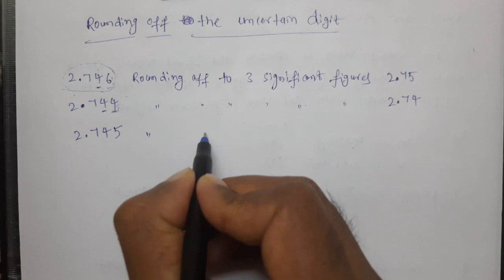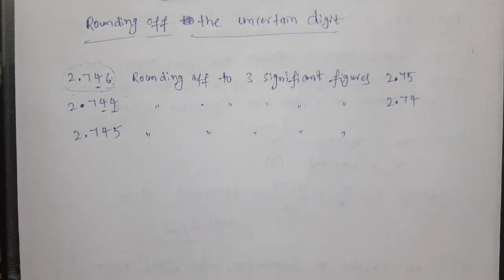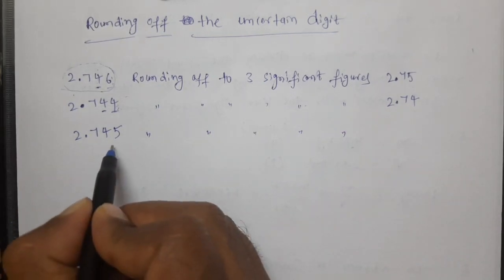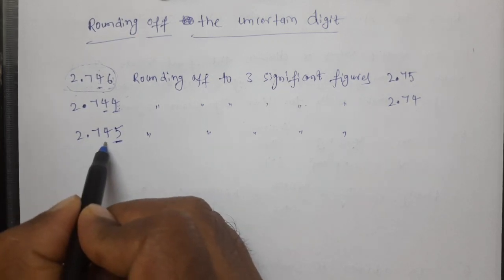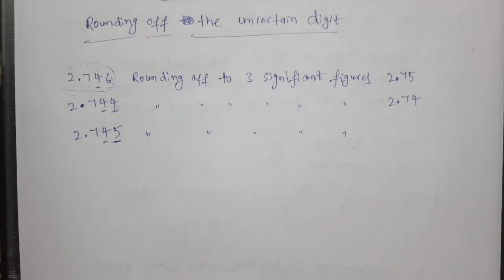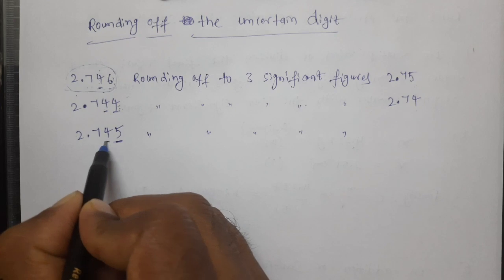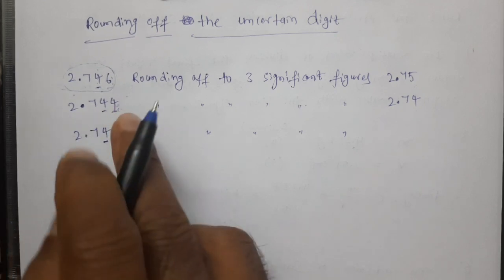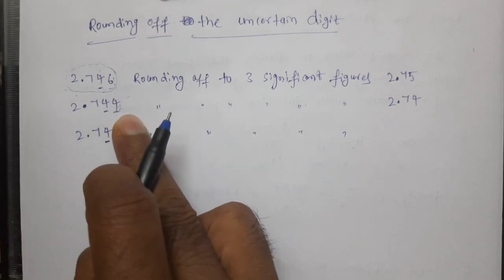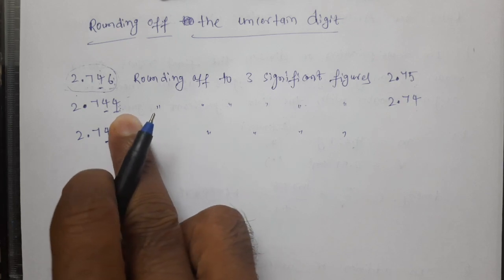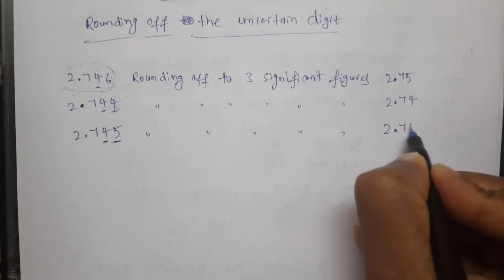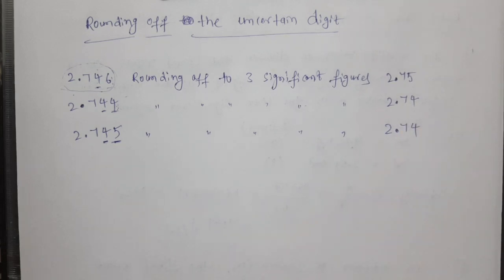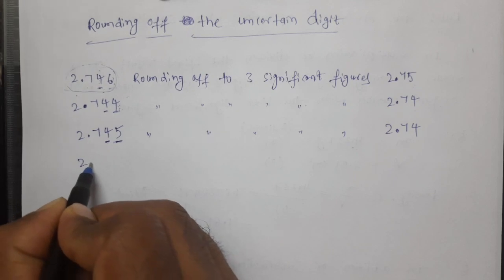2.745. Now we want to round off. If the fourth digit is exactly 5, we check the third digit, whether it is even or odd. If it is even, we directly omit the 5. We directly omit the fourth digit, that is 5. We write 2.74.